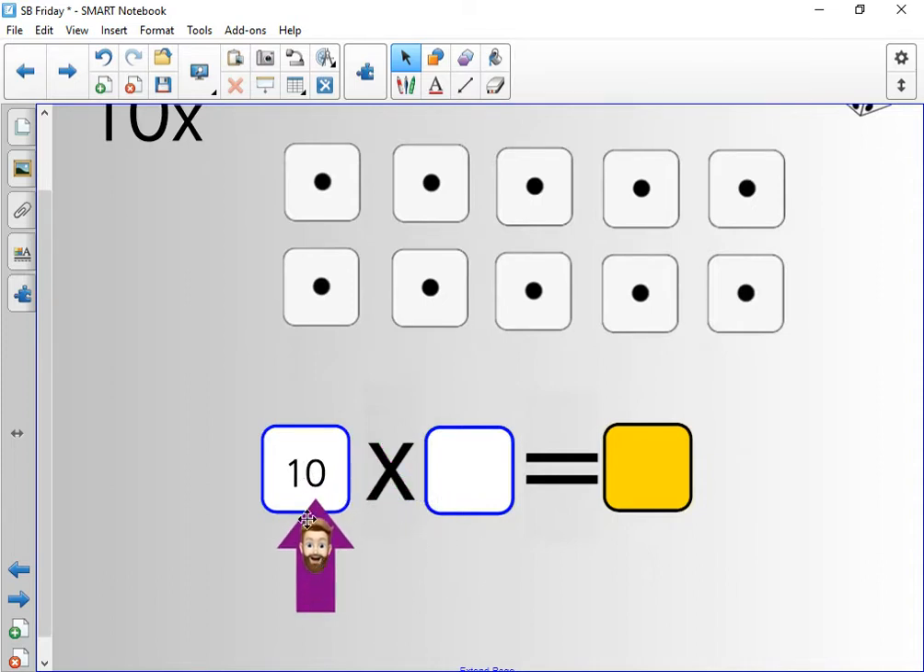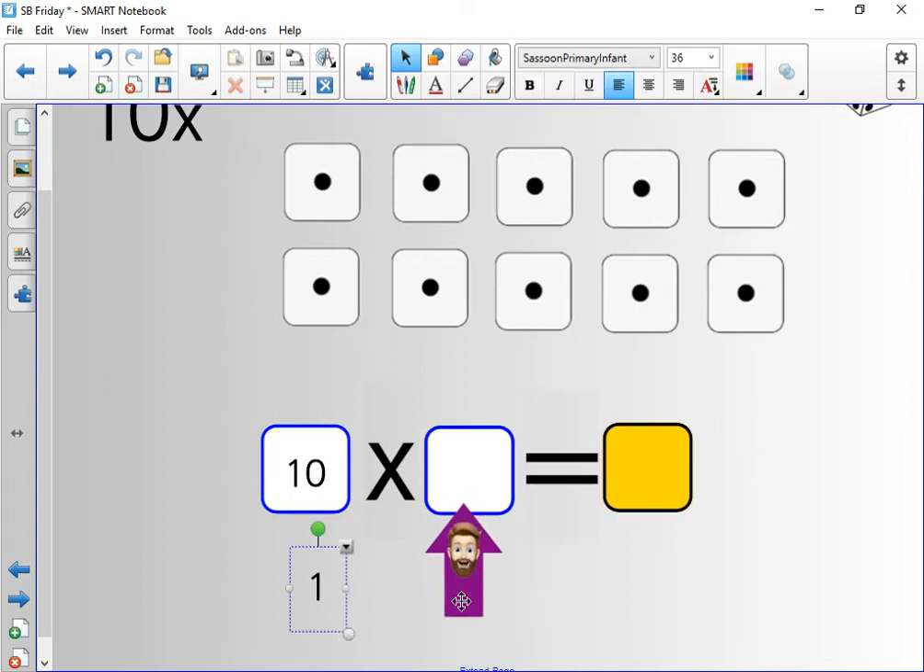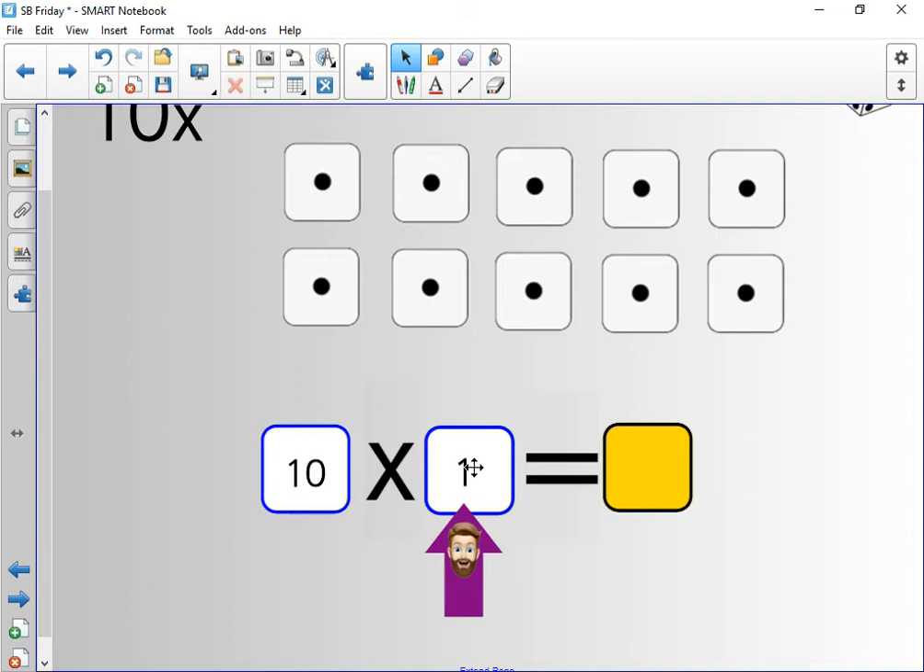That's nice and easy. How many in each group? Well, there's 1 dot, so there's 1 in each group. Now, how many altogether? That's right, there are 10. So 10 times 1 is 10.